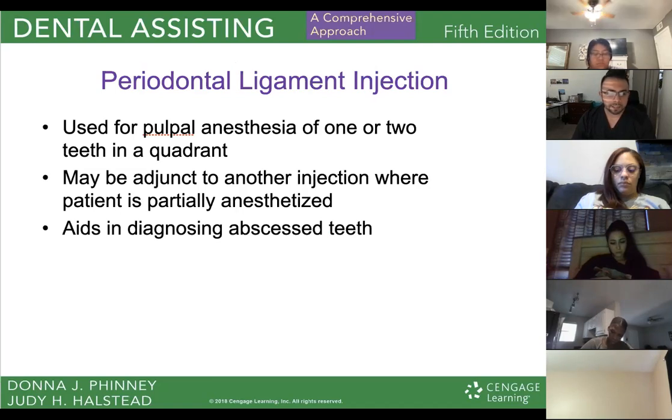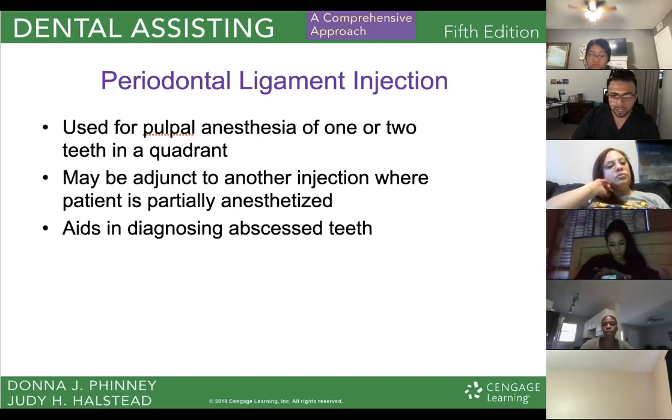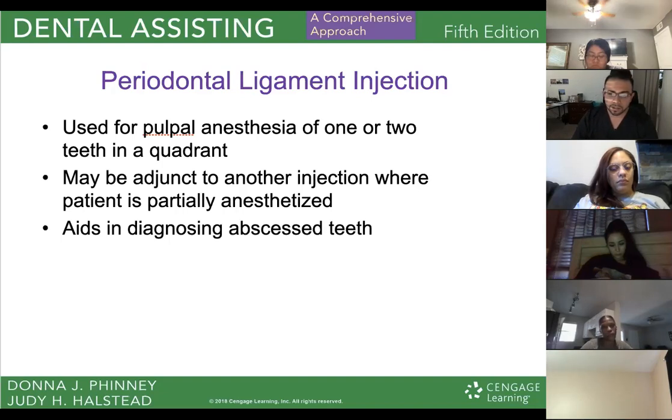A periodontal ligament injection involves inserting the needle into the gingival sulcus along the axis of the tooth to be anesthetized. So the same area where you would stick floss when we're flossing, right into the gum tissue there, you would kind of plane the tooth a little bit so that the needle goes right into the periodontal ligament. This is used for pulpal anesthesia of one or two teeth in a quadrant. It may be an adjunct to another injection where a patient is partially anesthetized, and they might finish off the anesthetic with what we call a PDL injection, or periodontal ligament injection.